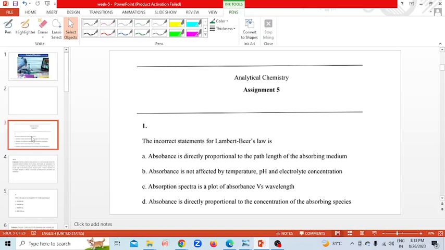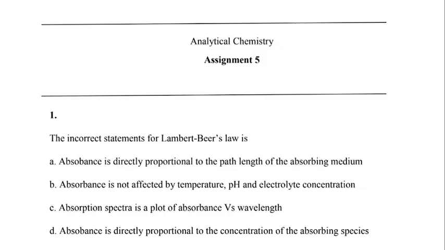Okay students, now we will discuss assignment number 5. Question number one: the incorrect statement for the Beer-Lambert law. Option A: absorbance is directly proportional to the path length of the absorbing medium. This is the path length of the absorbing medium, the sample, suppose from here to here.